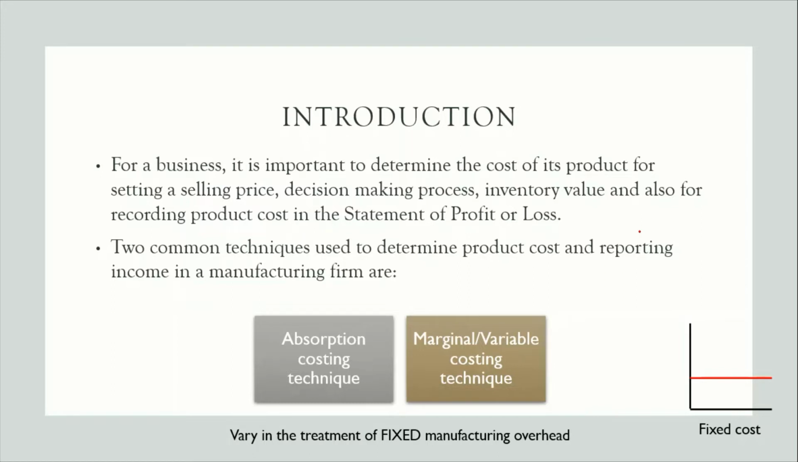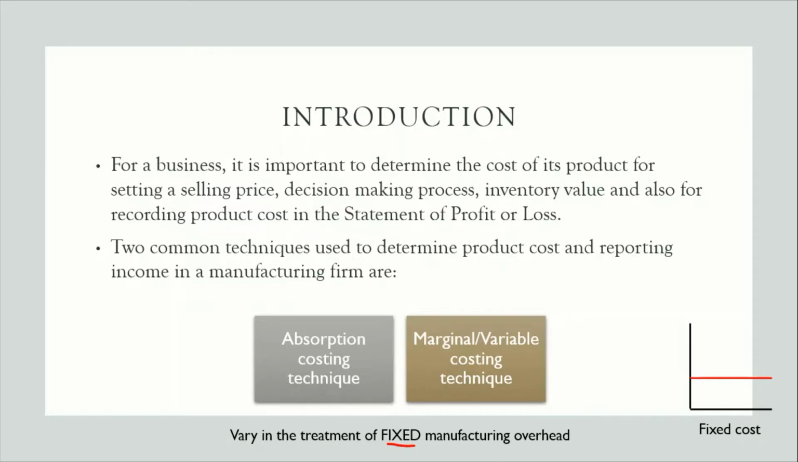Marginal costing is also called variable costing. Marginal and variable costing are the same thing, but for your syllabus, it is called marginal costing. From those two methods, the thing that differentiates them is the way they treat fixed manufacturing overhead. The way they treat the fixed costs is different.